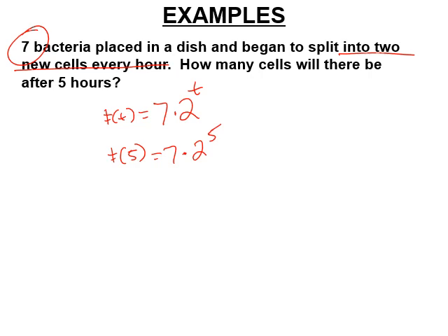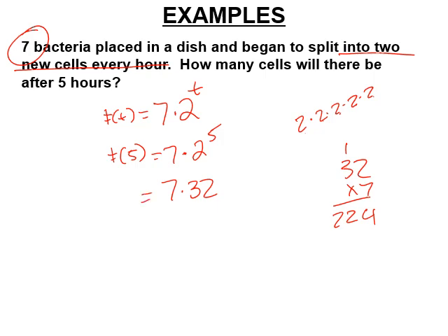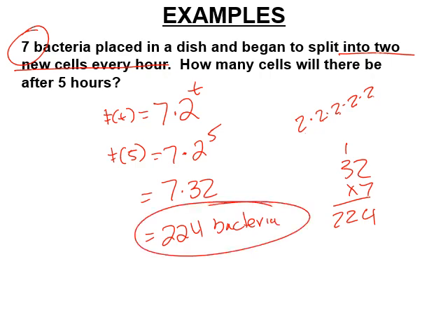Right? You have to do the exponents first. Now notice I know the answer to this, like in my head. You really want to, for high school, have this in your head. This is the powers of 2. Right? I know 2 to the first power is 2, then 4, then 8, then 16, then 32. This is 7 times 32. And so we would have 224 bacteria 5 hours later, starting with 7.